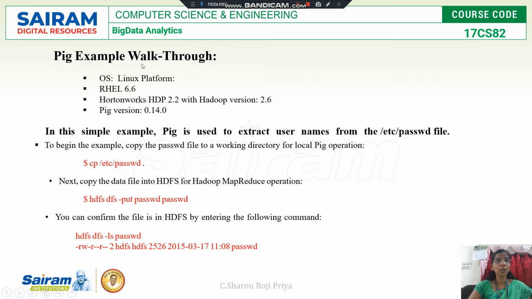Right. So the software mentioned here is: your OS is Red Hat Enterprise Linux 6.6, Hortonworks Hadoop 2.2 with version 2.6, and the Pig version is 0.14.0. Here we can see an example of how we can use this Pig tool. The example is to use Pig to extract the username from the password file.